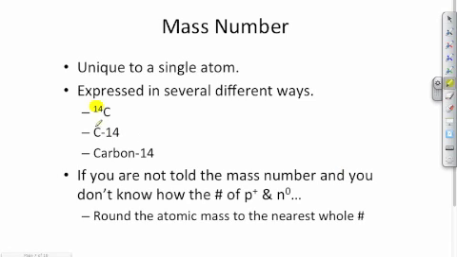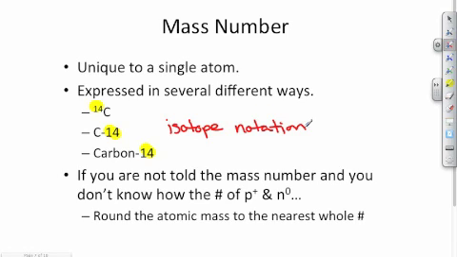You can also just write the symbol of an element followed by a dash and then write the mass number beside it. And then lastly, you can just write the name of the element with a dash and the mass number beside it. Again, when we're referring to isotopes, typically you will see mass numbers written this way. We call this isotope notation. So again, more about isotopes in a future lesson.